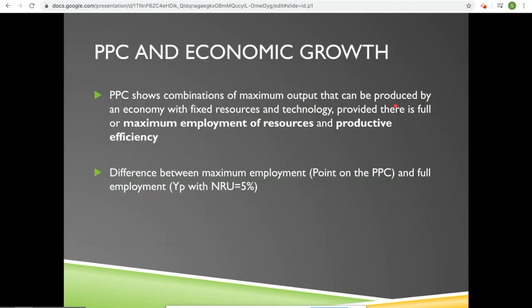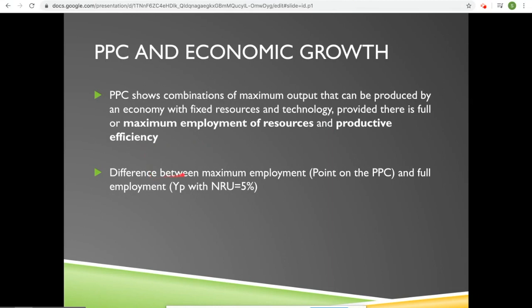Right. Now, why is the PPC so important to show us economic growth? When we studied the production possibilities curve, we saw that it shows combinations of maximum output that can be produced by an economy with fixed resources and technology, provided there is full or maximum employment of resources and productive efficiency, right? Using all the factors of production.